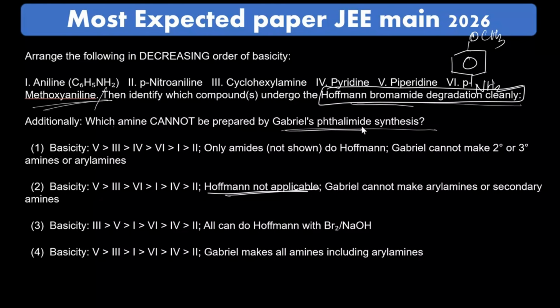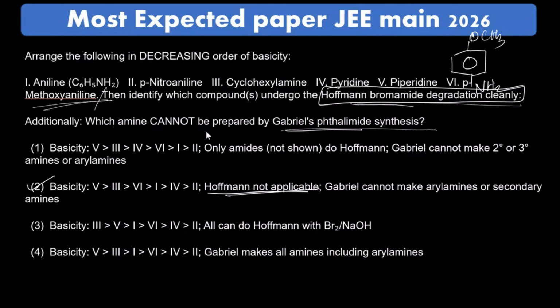So Gabriel phthalimide synthesis is for, again, a primary amine. So look at this one. Aniline, para-nitroaniline, cyclohexylamine and pyridine, piperidine, methoxyaniline, these are aryl amines, right? So which makes this your right answer. Don't panic by seeing the question. If you are able to solve it, okay, but don't panic, don't lose your marks by panicking.